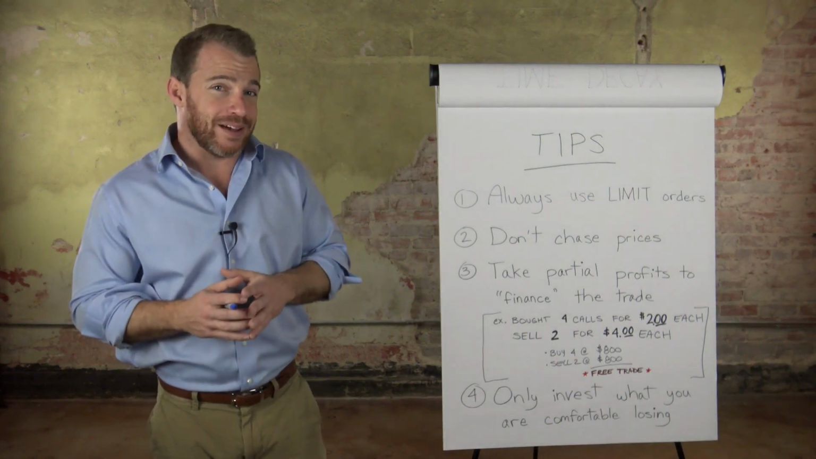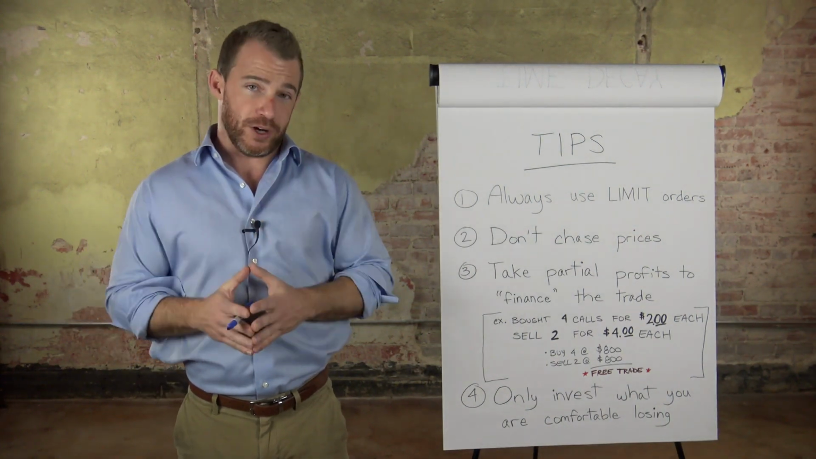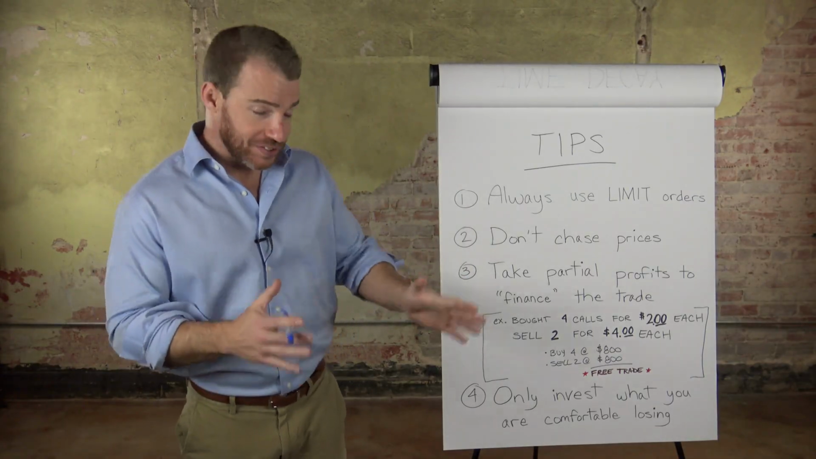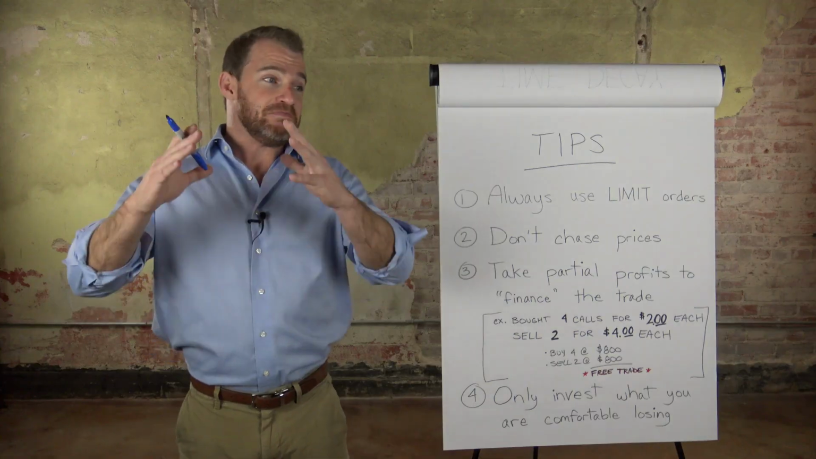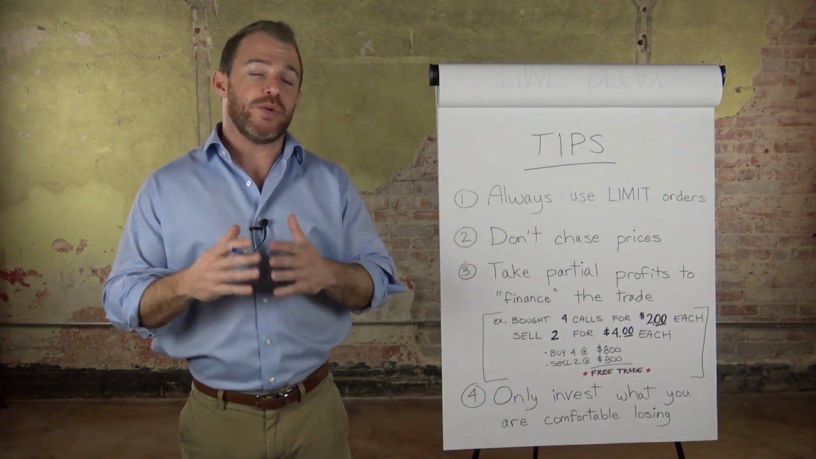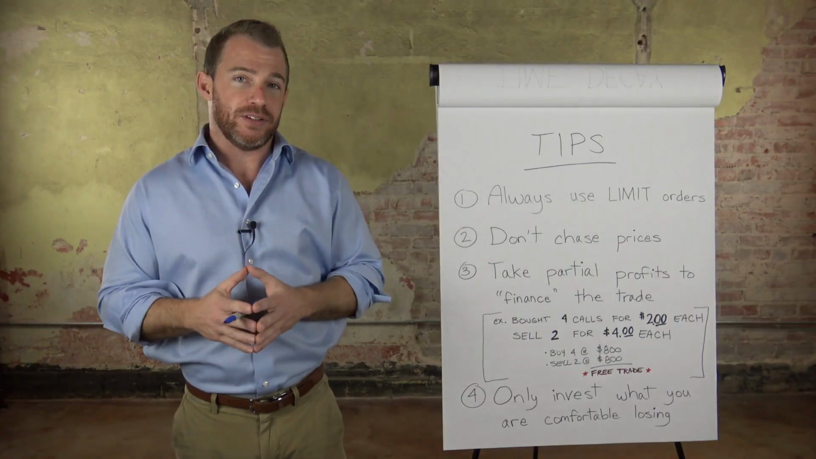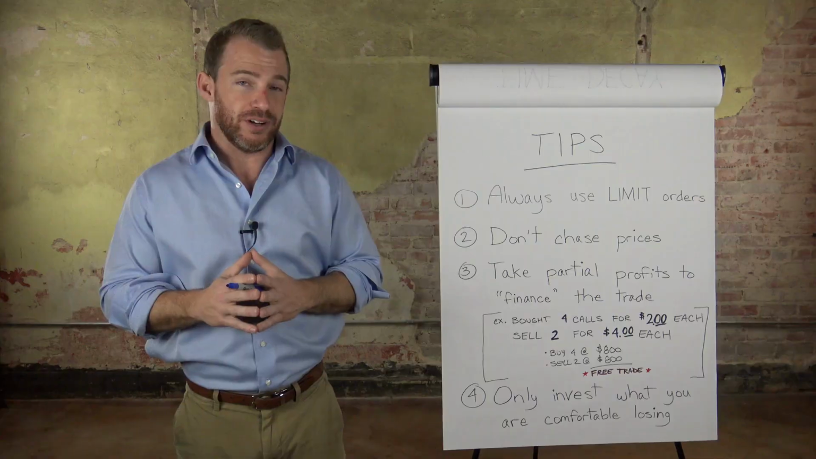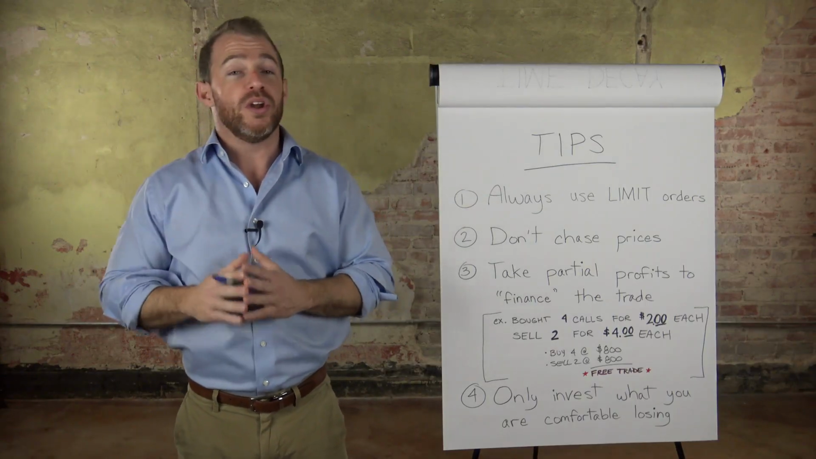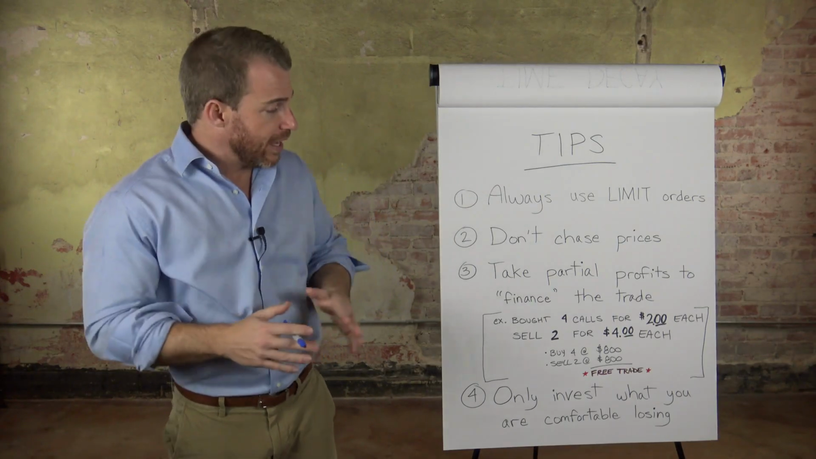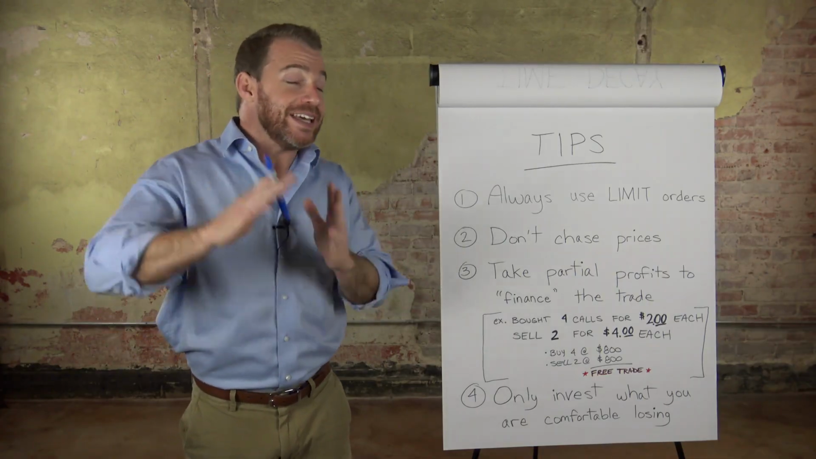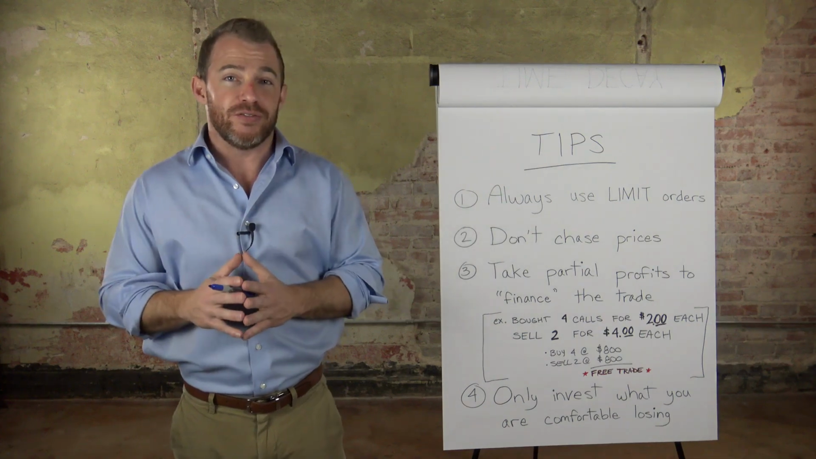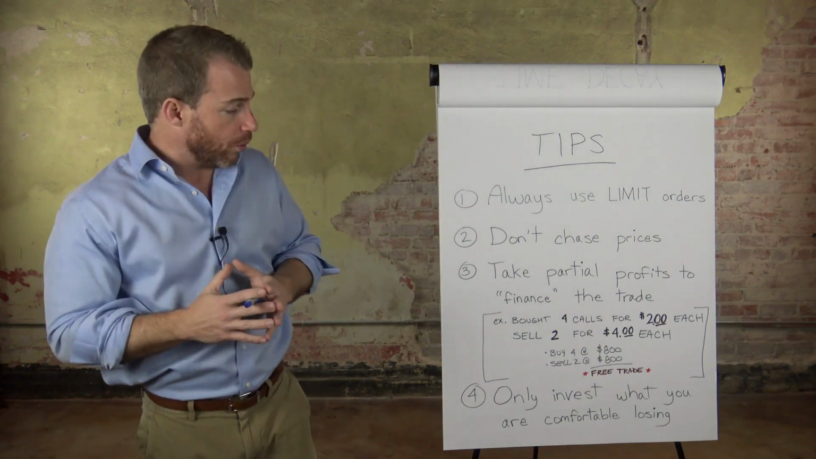So now guess what we have? Something known as a free trade. It cost us $800 to get in, we already got our $800 back, and we still have 2 call options left that didn't cost us a penny. So whatever we sell them for is pure profit. Even if they go to 0, we haven't lost money, we got a break-even trade. If they go up and up and keep going, we could make a small fortune. So that's what I mean when I say finance your trade. You get up a good chunk, sell some of them, book some profits, protect your initial investment, and then get a free ride going forward.